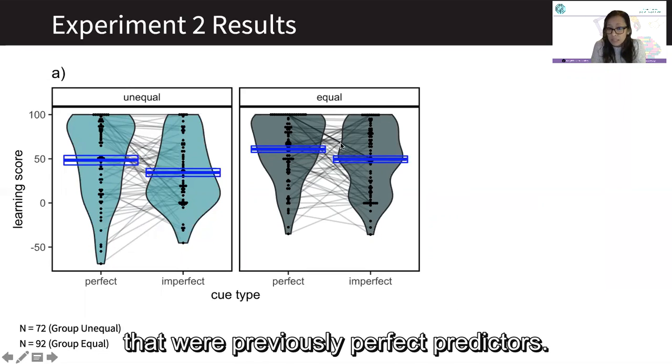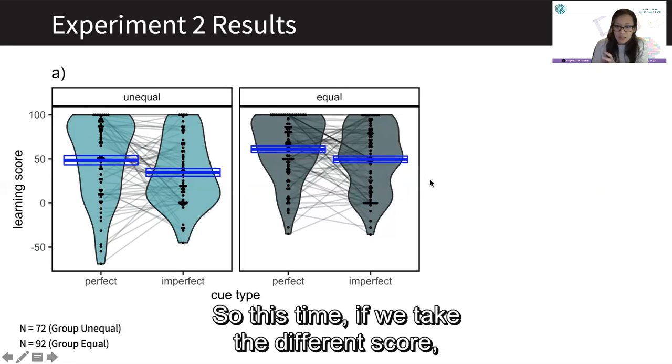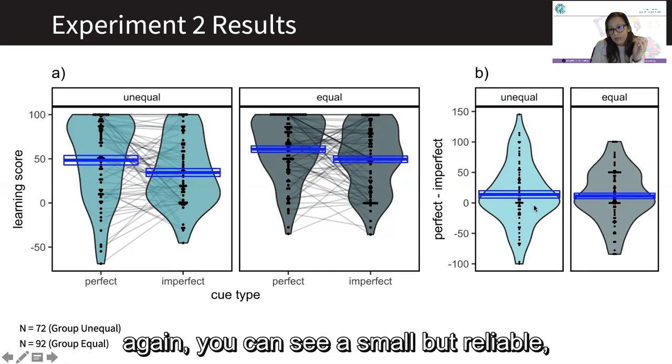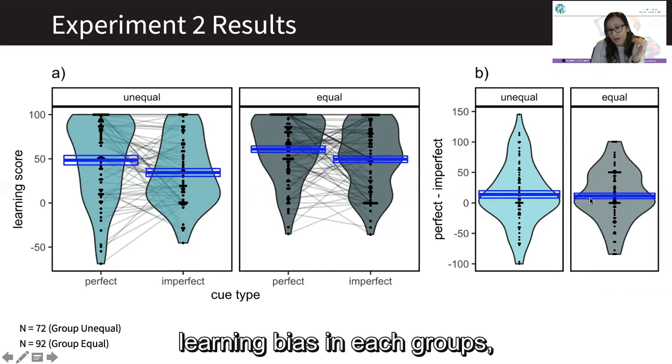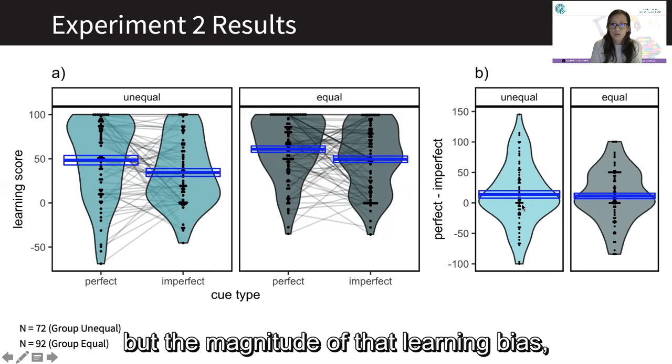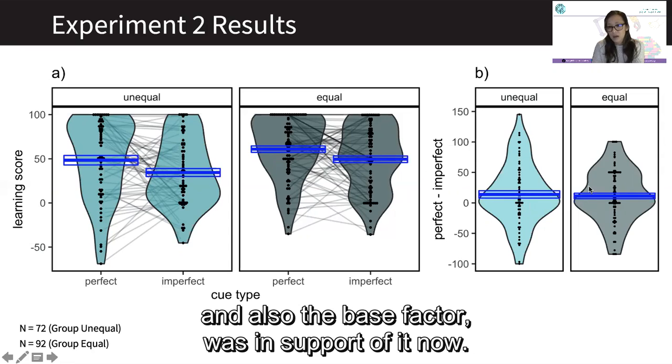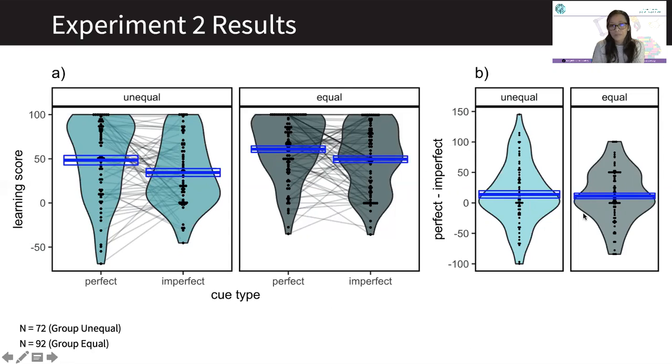So this time, if we take the difference scores, so perfect minus imperfect learning scores, again, you can see a small but reliable learning bias in each group, but the magnitude of that learning bias appears to be very similar. So the difference was non-significant, and also the Bayes factor was in support of the null.